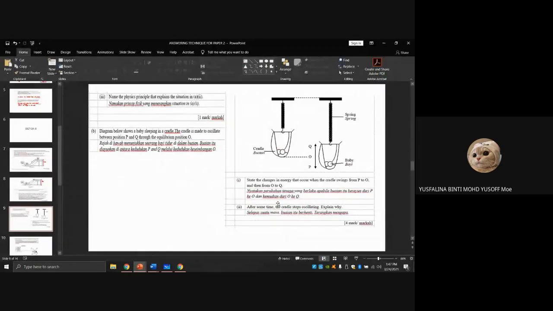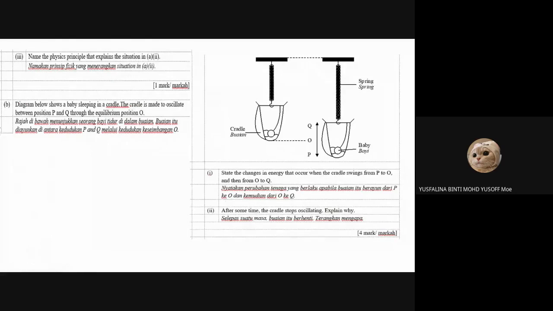Okay, for B1. It says here the diagram below shows a baby sleeping in a cradle. The cradle is made to oscillate between P and Q through the equilibrium position O. You have to state the change in energy that occurs when the cradle swings from P to O, then from O to Q. So anyone want to try? What is the energy? This one has two energies. We already learned this in form 3 also. What is the energy?